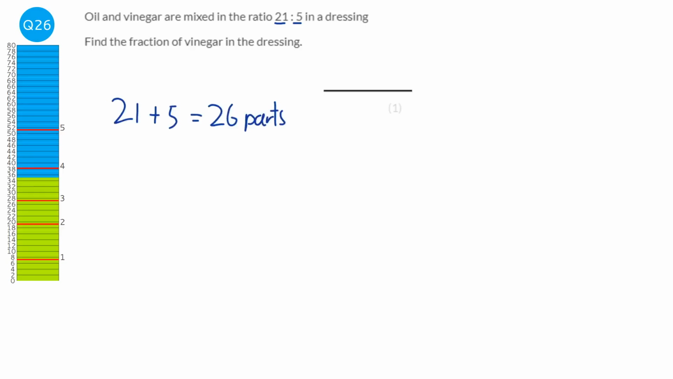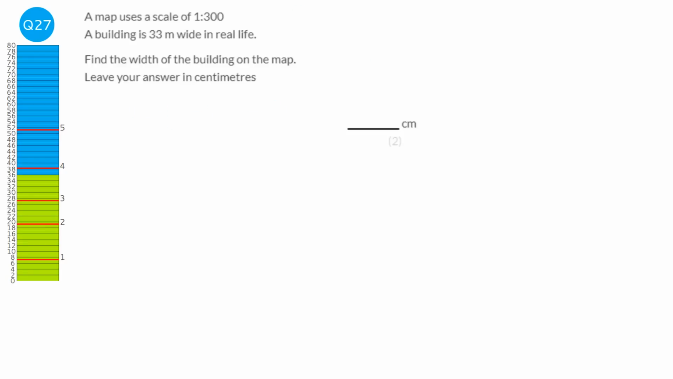Now, how many of those parts are vinegar? Well, vinegar is the second one, so it's going to be this 5. So vinegar has 5 out of the 26 parts, or a fraction would be 5 over 26.